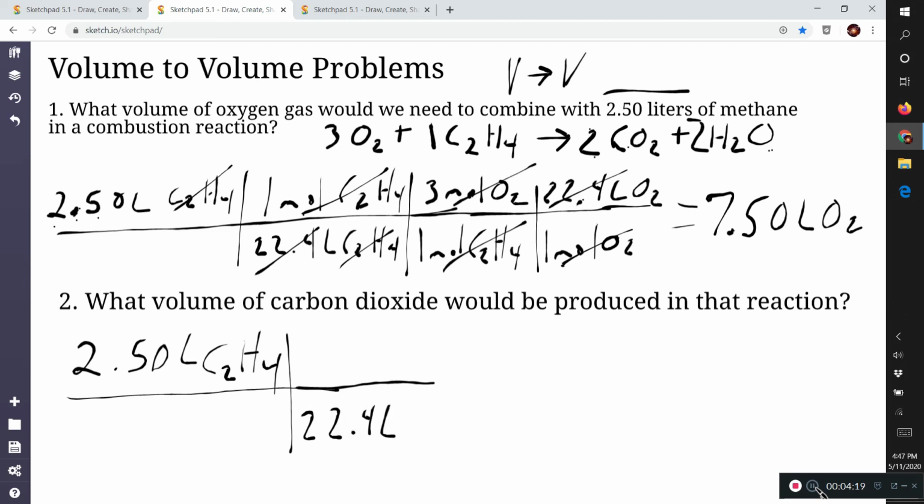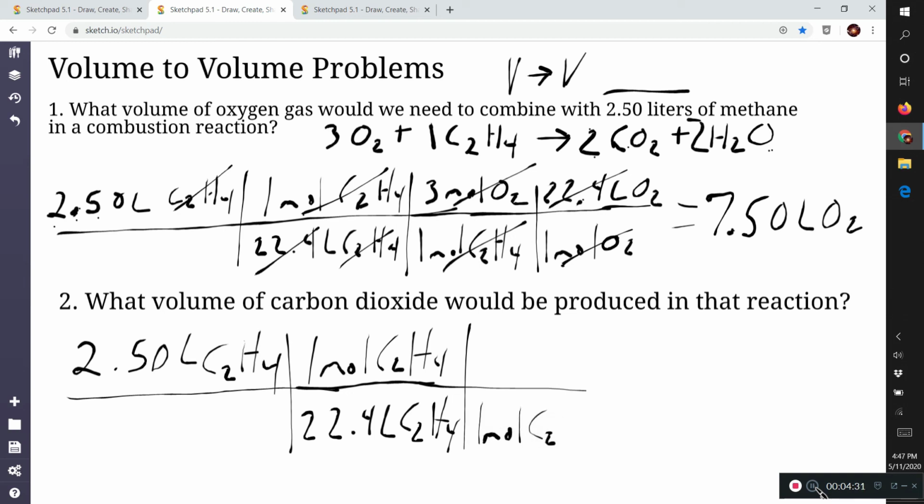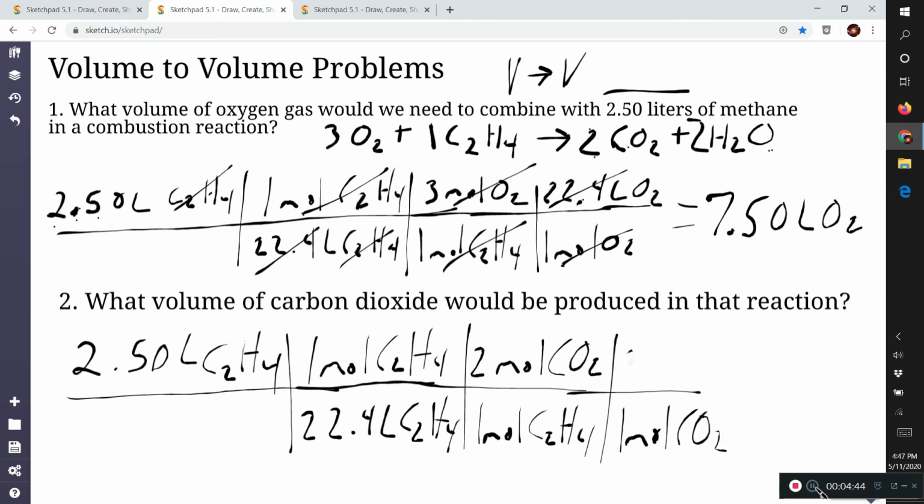22.4 liters of C2H4, because any gas has this according to Avogadro's principle. And then according to this, 1 mole of C2H4 is 2 moles of CO2 being produced. And then we just need to know that 1 mole of CO2, and again we use Avogadro's principle for this, is 22.4 liters of CO2. And when you work that out, you will indeed get 5.00 liters of CO2.